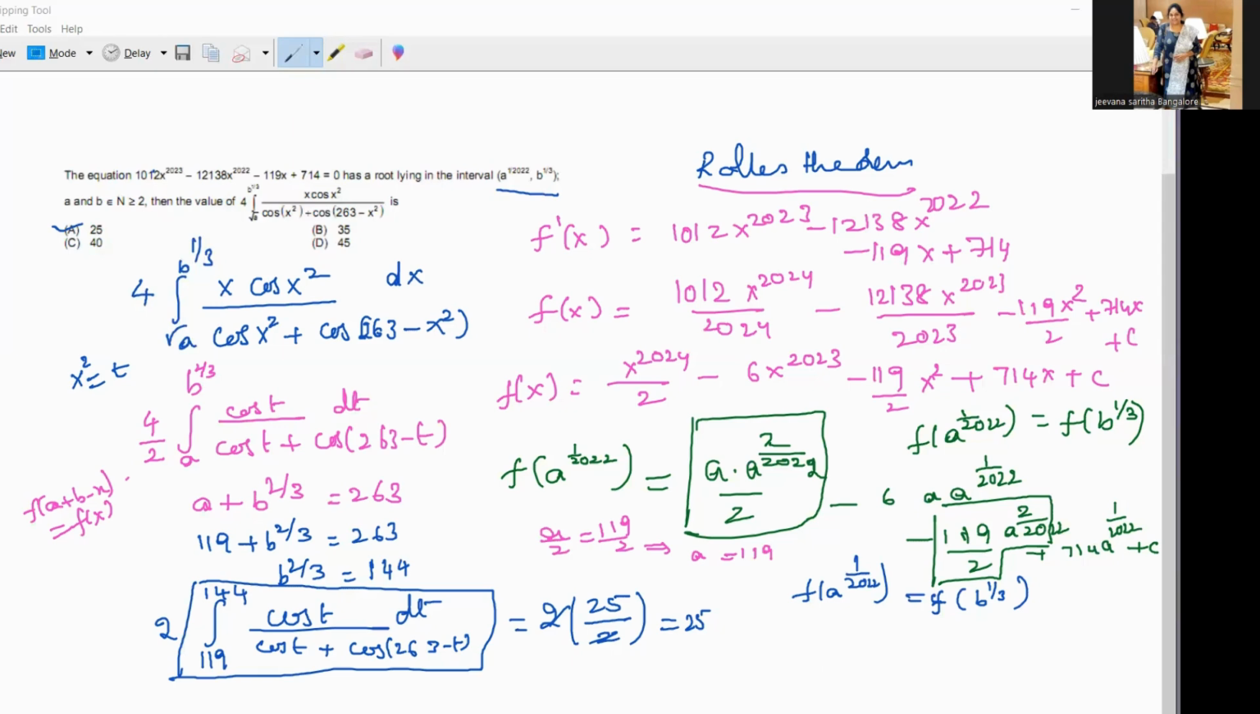Hence, this is how we need to connect the concepts. I hope you like this example and have learned certain observations in identifying and connecting the concepts.